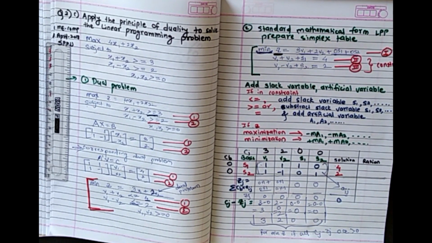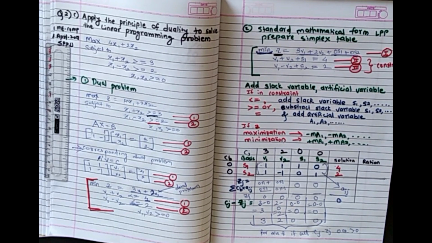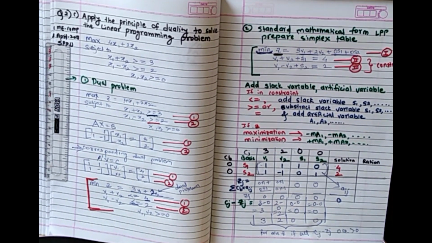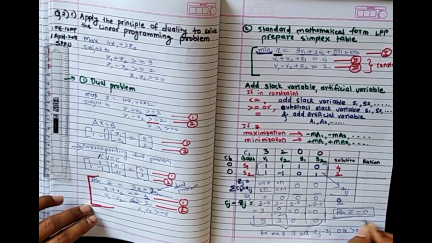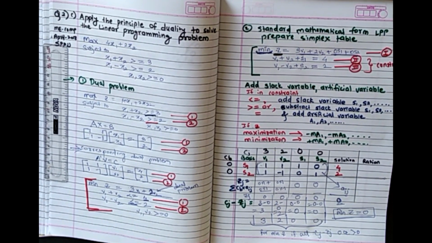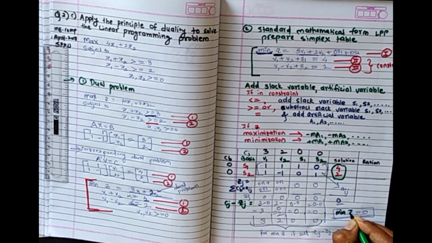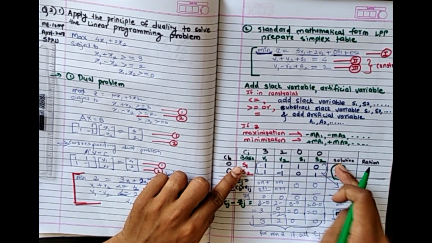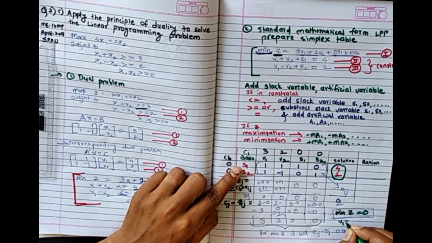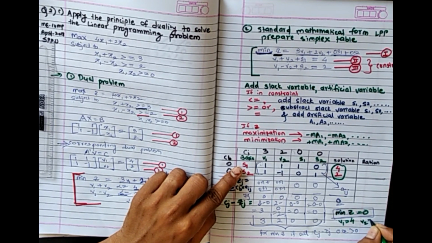Now we come to our final solution, that is the minimum Z value is 0. To conclude our solution, we always find the solution values. This is our solution value. So we will write that the minimum value of Z is 0 at V1 and V2. This value is of V1 and this is the value of V2. At V1 equal to 4 and at V2 equal to 2.